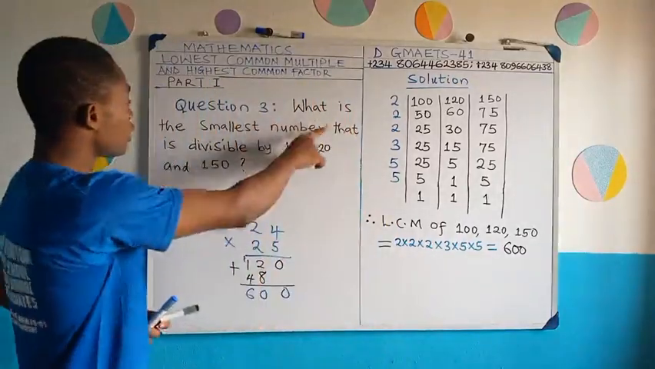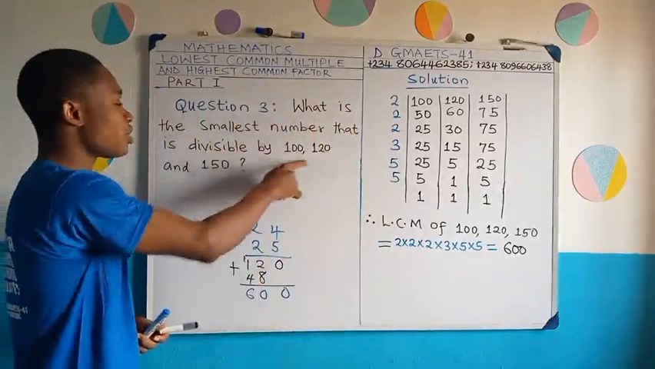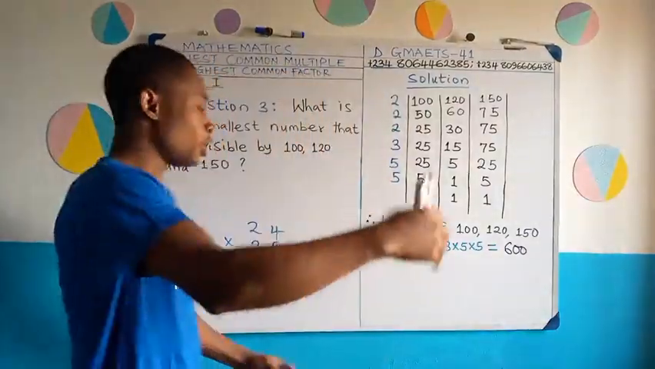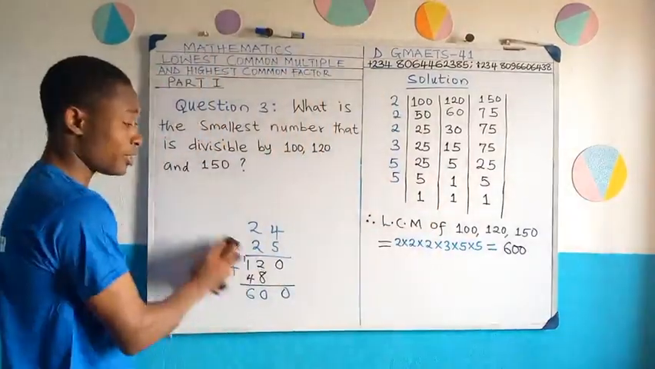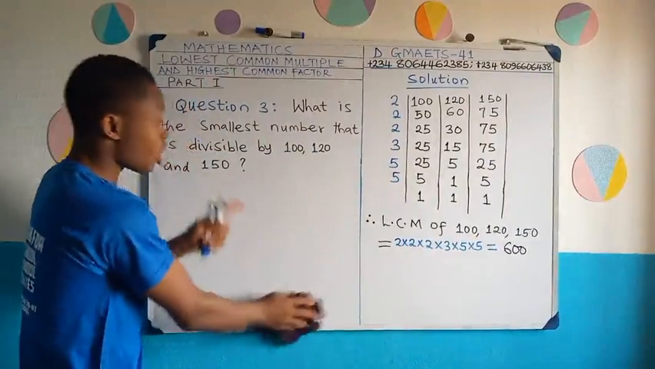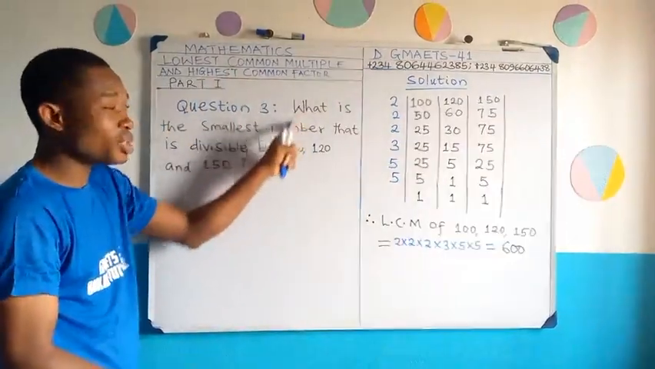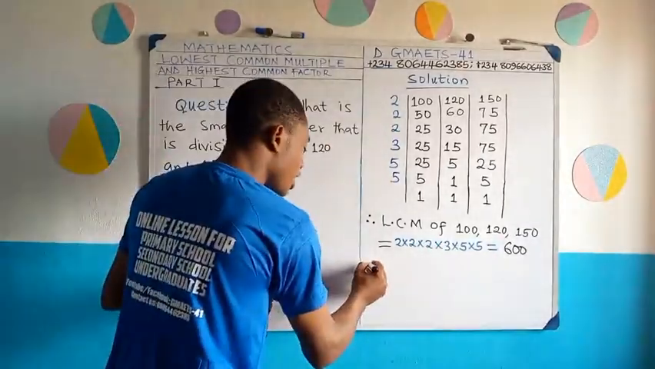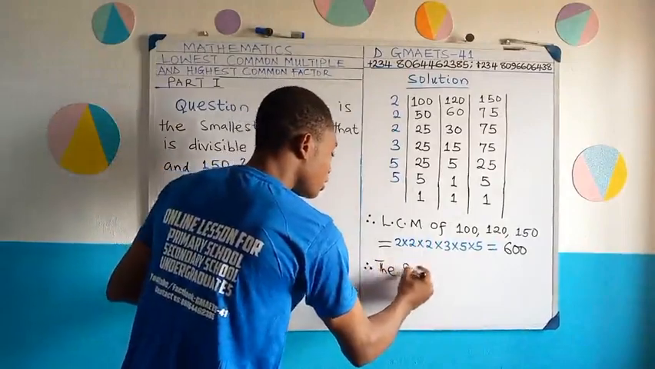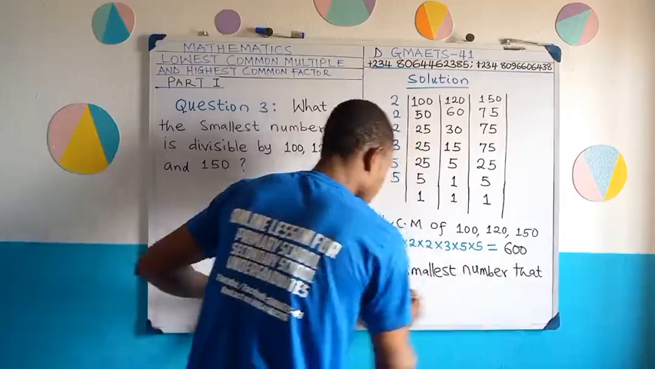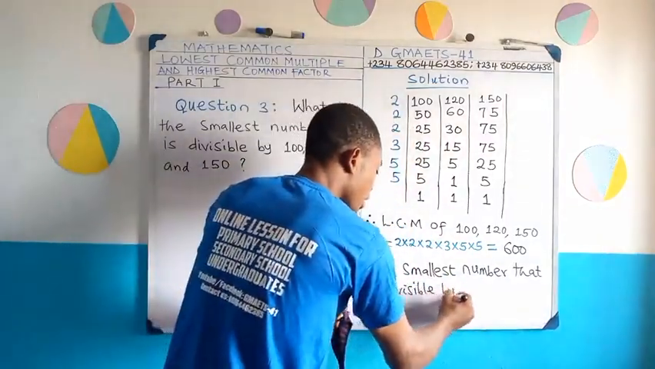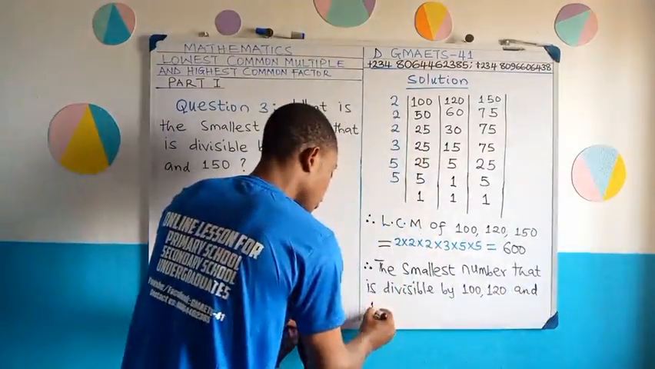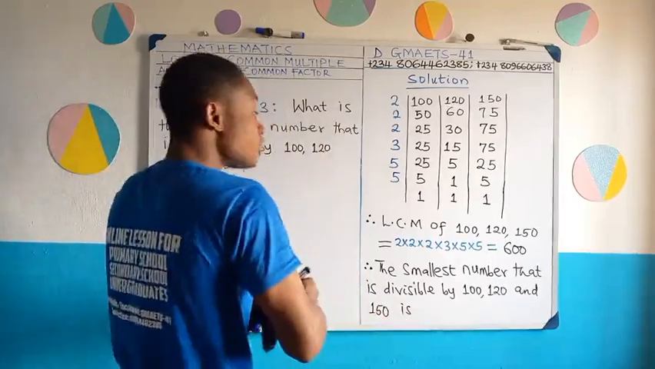But remember the question said, what is the smallest number that is divisible by 100, 120, and 150? The question did not just tell you to find LCM of these numbers. I want to write this. So the way you present your answer should agree with the question they asked you. The question is, what is the smallest number? So I'll conclude, therefore, the smallest number that is divisible by 100, 120, and 150 is 600.